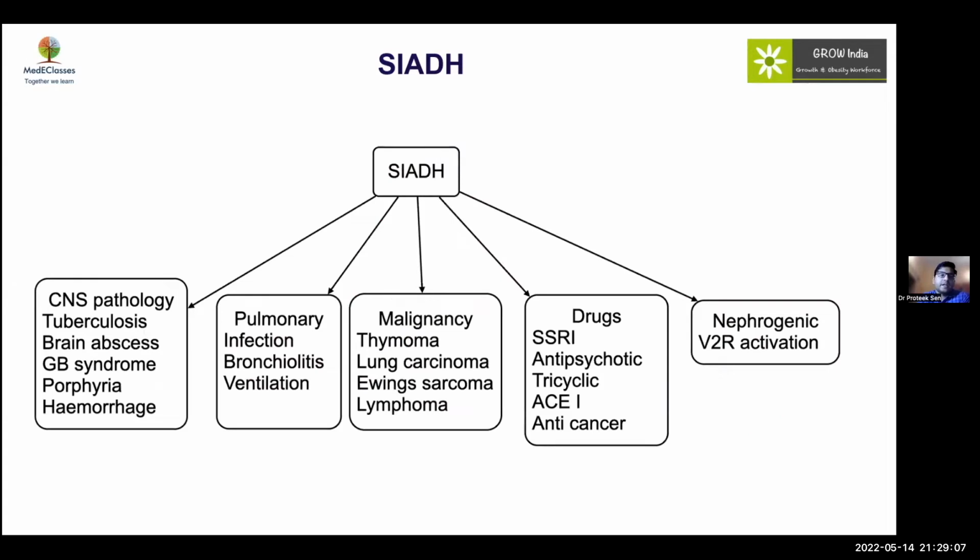SIADH can be caused by various pathologies such as CNS pathology, tuberculosis, brain abscess, porphyria as in the case mentioned, pulmonary infection, the child being on ventilation, malignancies, and various drugs. A rare but important cause is V2 receptor activation, that is, nephrogenic SIAD. Here SIADH is present, and the increased activation of the receptor causes ADH-like activity, but the ADH levels might be low.